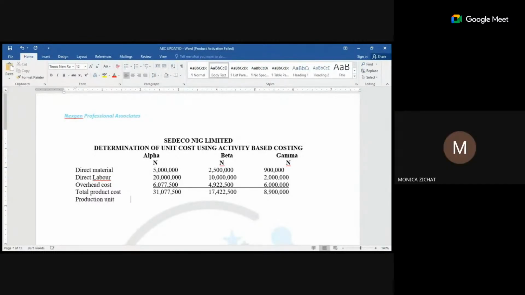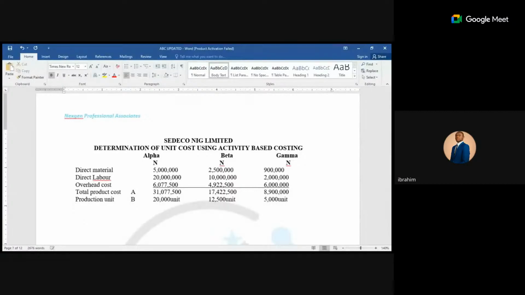So the first production unit is 20,000 units. What is the second production unit? It's 12,500 units, class. So what else do we have? It's 5,000 units. Okay. So A divided by B. This is A. This is B.